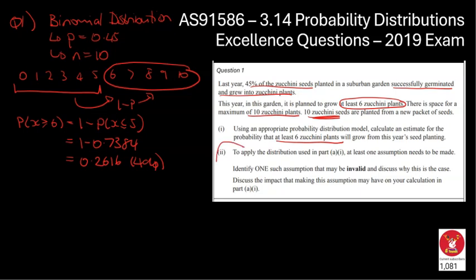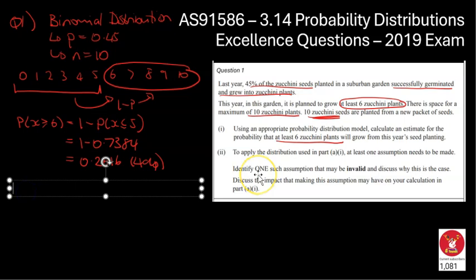Now we've got to get to the II part of it, and that's the discussion-y type part. To apply the distribution, we've had to make at least one assumption. Identify one assumption that may be invalid. In particular, it wants us to focus on things that are flawed and discuss why it might be the case, and specifically discuss the impact that making the assumption has on your calculation. So we've actually got to link it back to our calculation somehow.